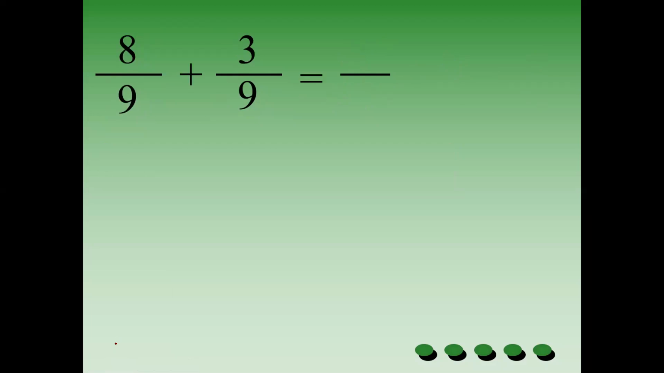Now add these two fractions and tell me the answer. 11 upon 9. Directly add 8 and 3. 8 plus 3 is 11. 11 upon 9. This is the answer.